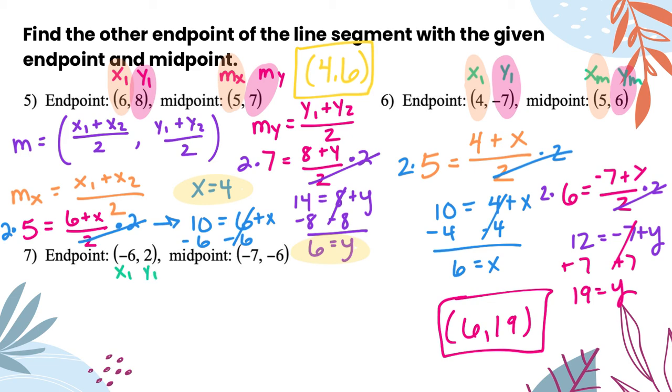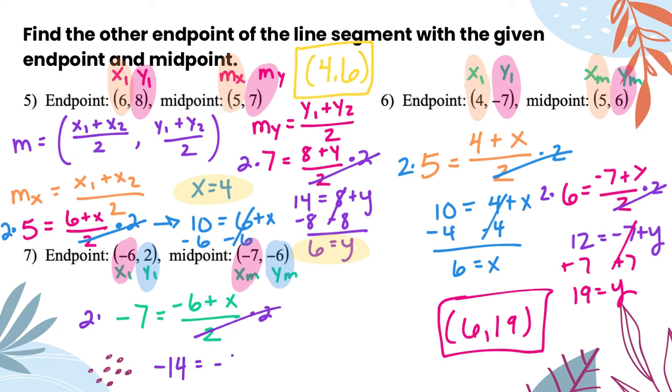Same exact thing is happening here. Keep your x's together. Keep your y's together. And then solve each one. So the midpoint formula is that the midpoint, which the x value is negative 7, is equal to the endpoint plus the other endpoint divided by 2. Multiply by 2 on both sides. Negative 14 equals negative 6 plus x. Add 6. So x equals negative 8.